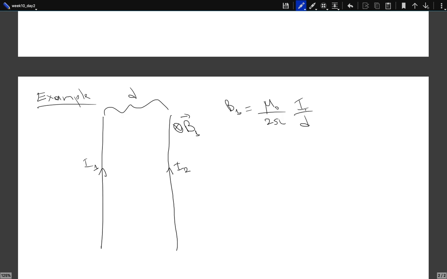I2 over d, I1 over d. So this wire creates a magnetic field at the position of this wire. So this is a current carrying wire in the presence of a magnetic field, so it will feel a force. Let's just take a very small segment. What will be the direction of the force that this segment will feel?